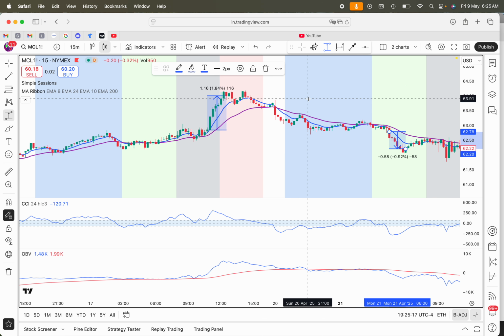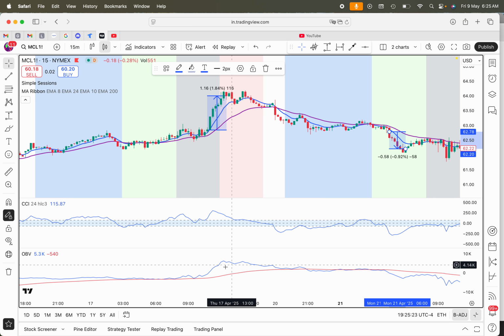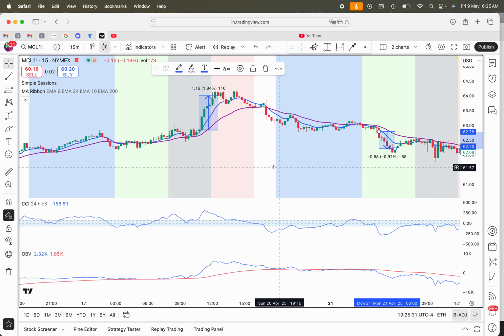of what's going on. Anyway, go and play with this. You might find a different setting for the OBV with the moving average and the CCI. Good luck. If I have any more information, I'll come back with another vid.